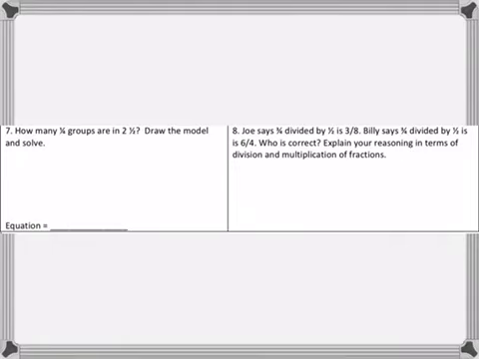The final problem is about Joe. It says Joe says 3/4 divided by 1/2 is 3/8. Billy says 3/4 divided by 1/2 is 6/4. Who is correct? Explain your reasoning in terms of division and multiplication.